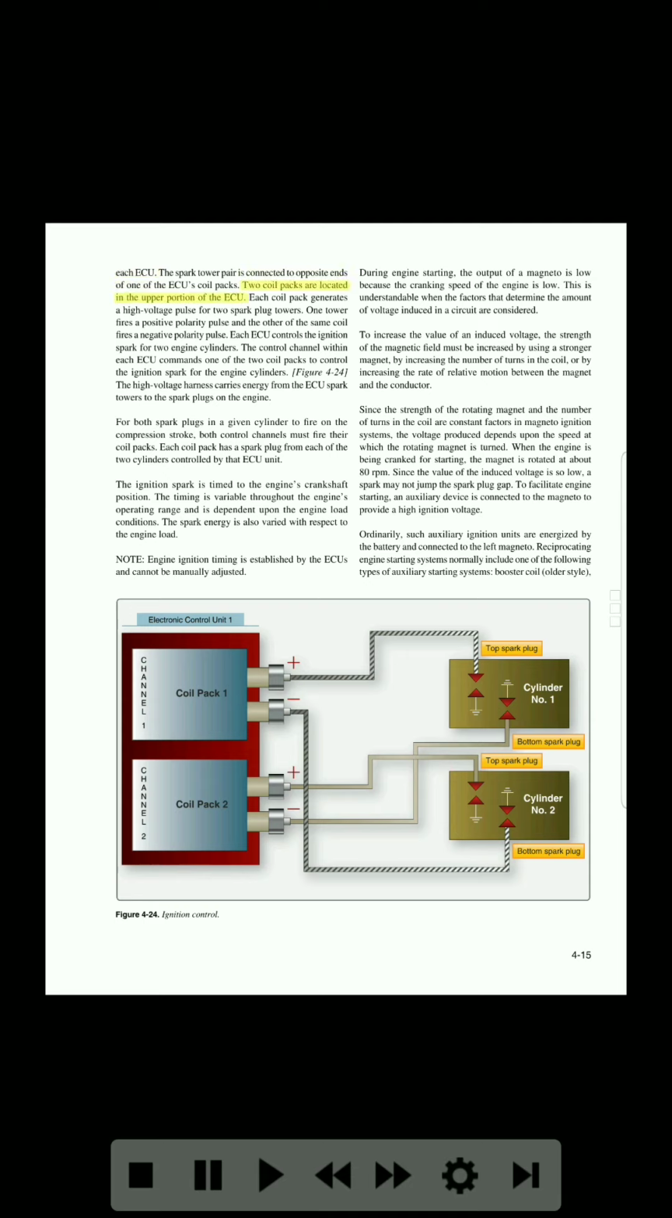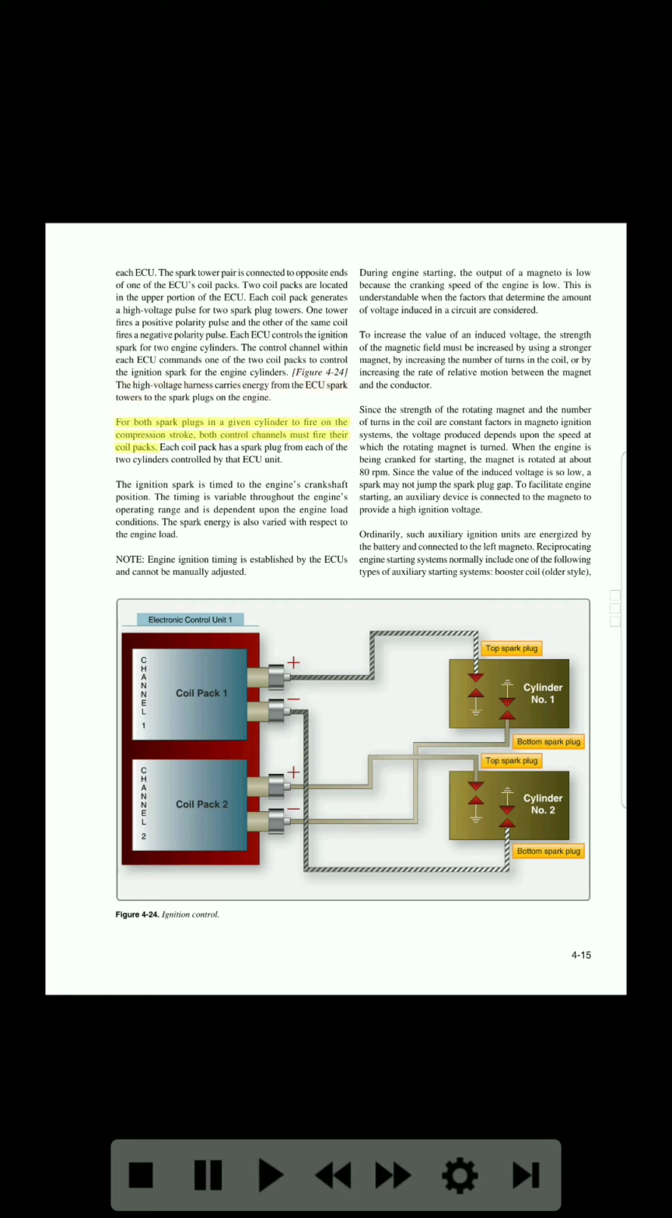2 coil packs are located in the upper portion of the ECU. Each coil pack generates a high-voltage pulse for 2 spark plug towers. One tower fires a positive polarity pulse, and the other of the same coil fires a negative polarity pulse. Each ECU controls the ignition spark for 2 engine cylinders. The control channel within each ECU commands one of the 2 coil packs to control the ignition spark for the engine cylinders. The high-voltage harness carries energy from the ECU spark towers to the spark plugs on the engine.